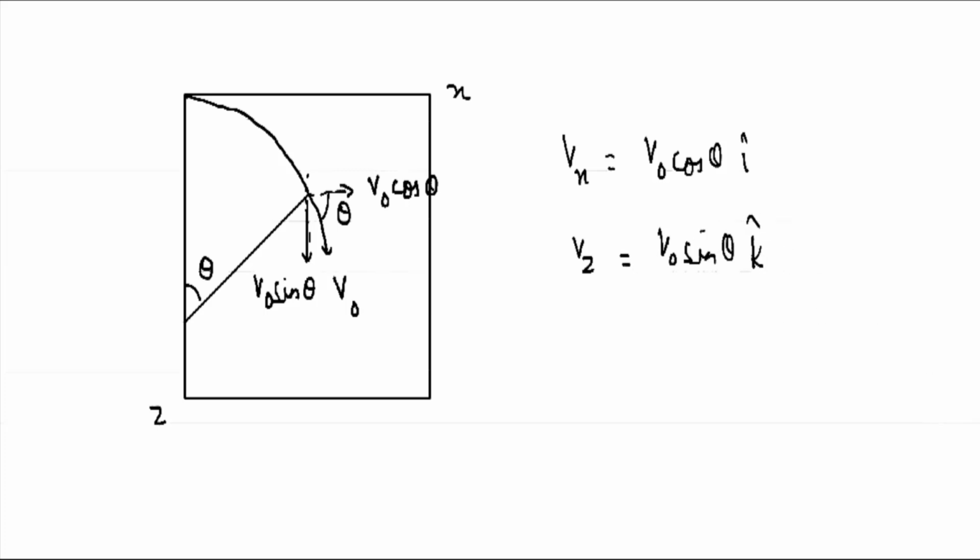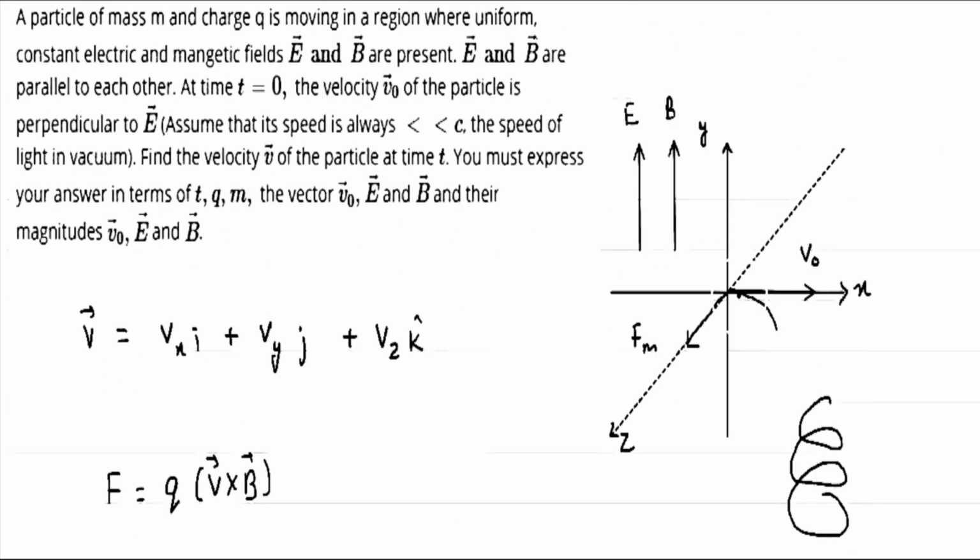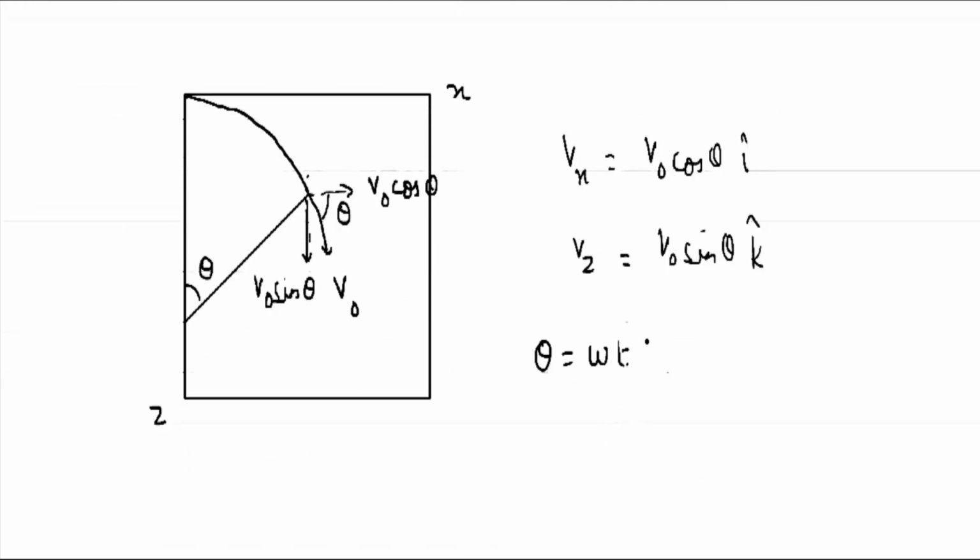Now we know every velocity component; we just want to know the value of theta. So what is the value of theta? Let's say theta is equal to omega into t, where omega is the angular frequency, or the angular velocity of the revolution. Now what would be the value of omega in the case of circular motion? We know that omega is equal to qB divided by m. So theta is qB divided by m into t. So we know theta itself, and we know the velocity.